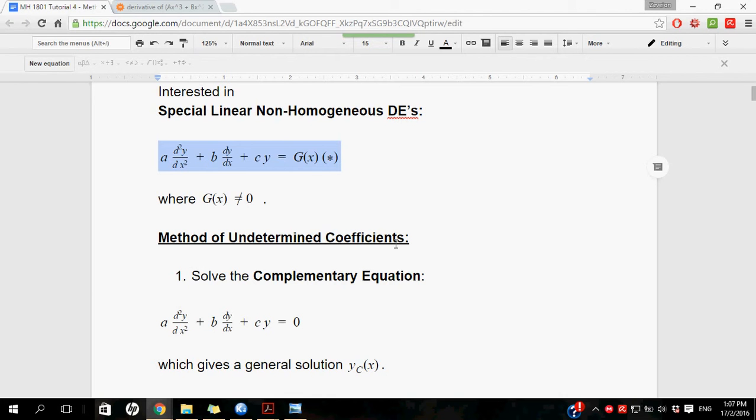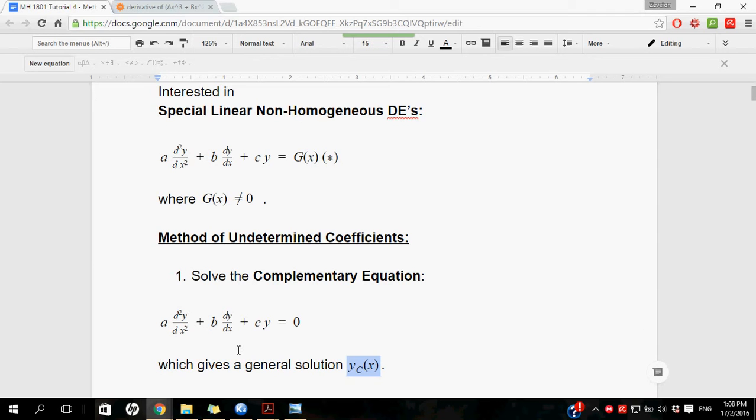How do we use it? The first thing to do is to take out the left hand side and solve the corresponding complementary equation. This is our complementary equation. We'll take the left hand side and set it to 0. And using the key theorem from the previous tutorial, this will give us a general solution y_c. C indicates this is the complementary solution.